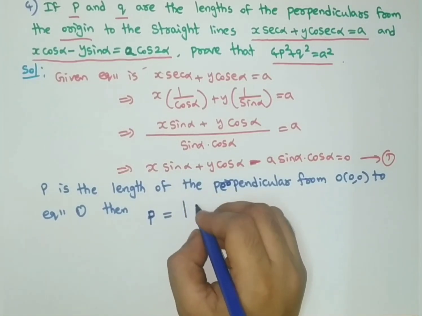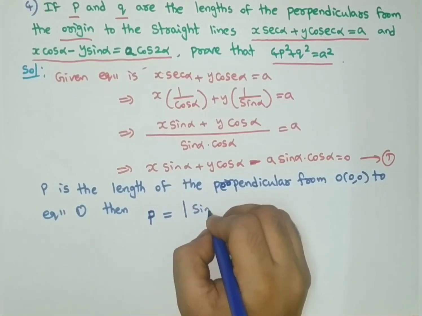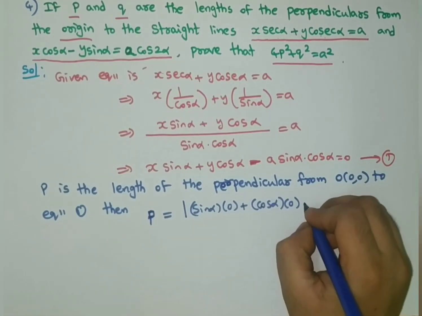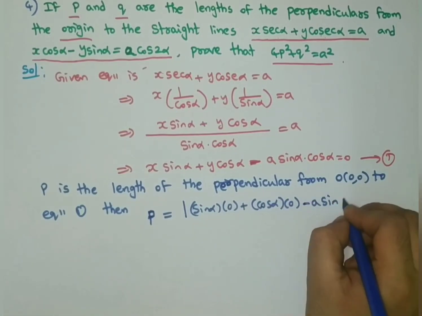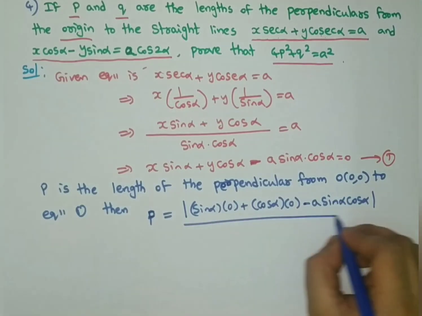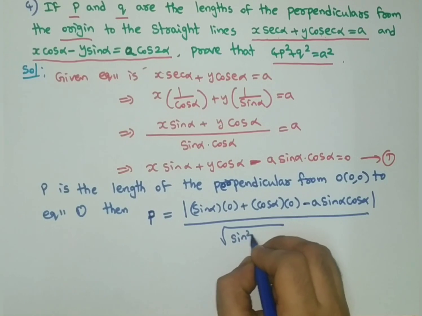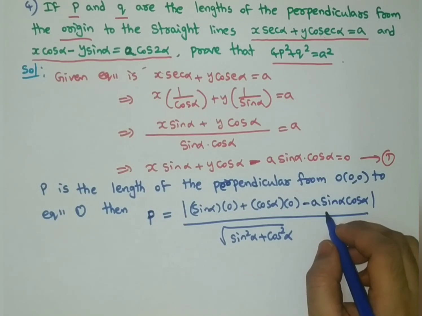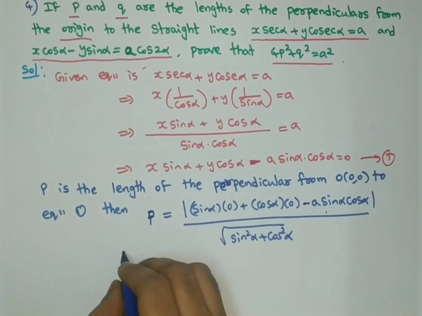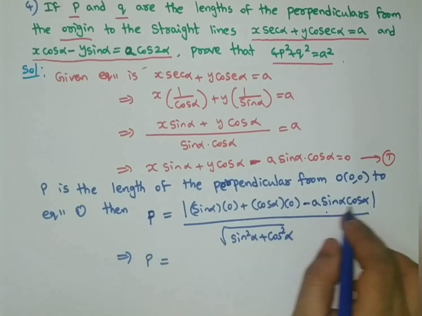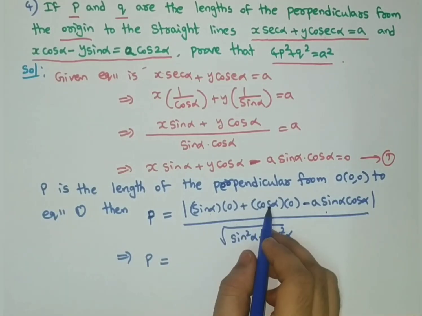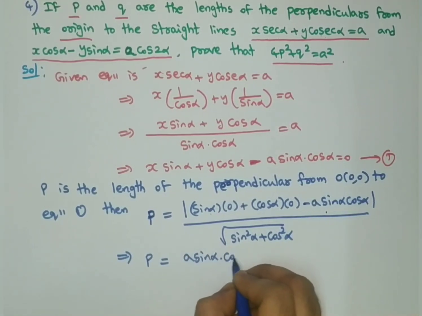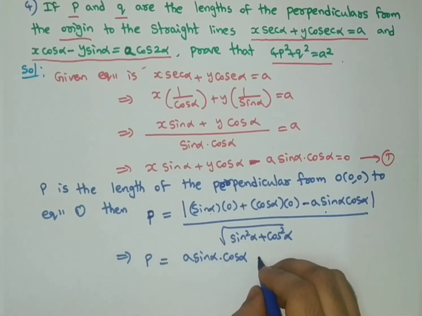Here A means sin alpha, x1 is 0, B is cos alpha, y1 is 0, and C is minus a sin alpha cos alpha, by under root of sin square alpha plus cos square alpha. Or directly you can write it as mod c by square root of a square plus b square formula also. So that implies p is equal to mod of 0 plus 0 minus a sin alpha cos alpha. Modulus means a sin alpha into cos alpha, because the denominator value is also what here? 1.